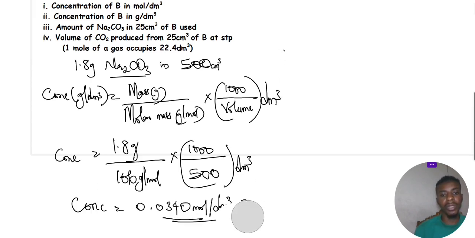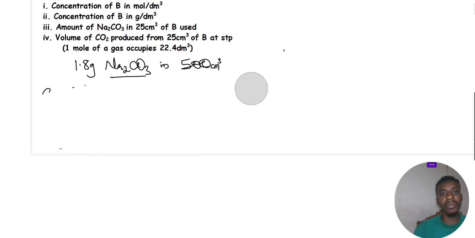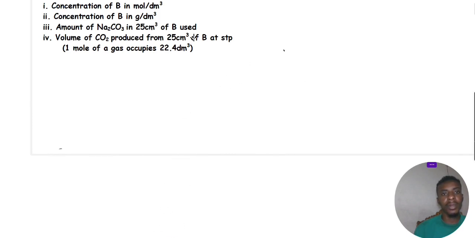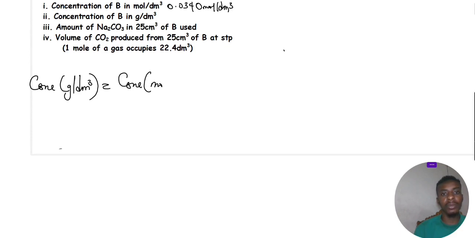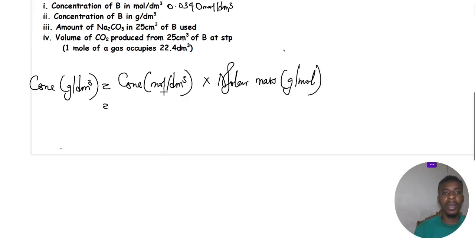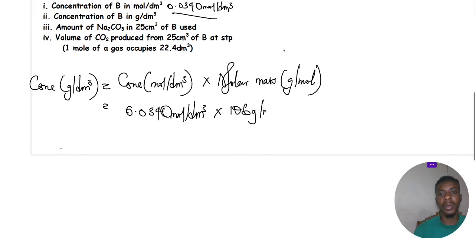We'll go back to the next one, which says we should calculate the concentration of B in grams per dm cube. Concentration in mole per dm cube, we've gotten it to be 0.0340 mole per dm cube. So to calculate concentration of B in grams per dm cube, concentration in grams per dm cube is equal to concentration in mole per dm cube times molar mass in grams per mole. Our concentration in mole per dm cube is 0.0340 mole per dm cube, times the molar mass. Our molar mass of sodium carbonate is 106 grams per mole.